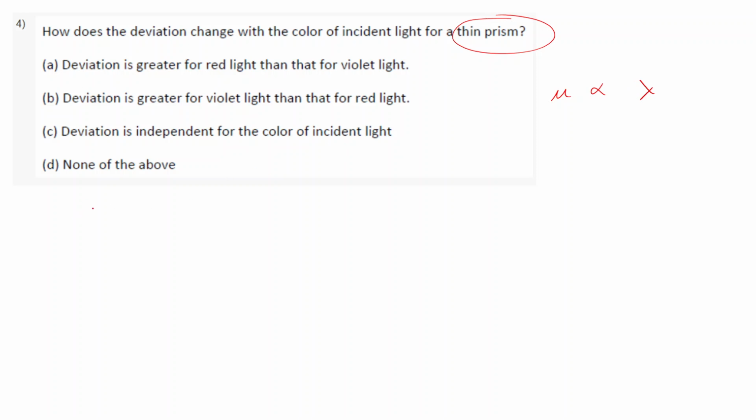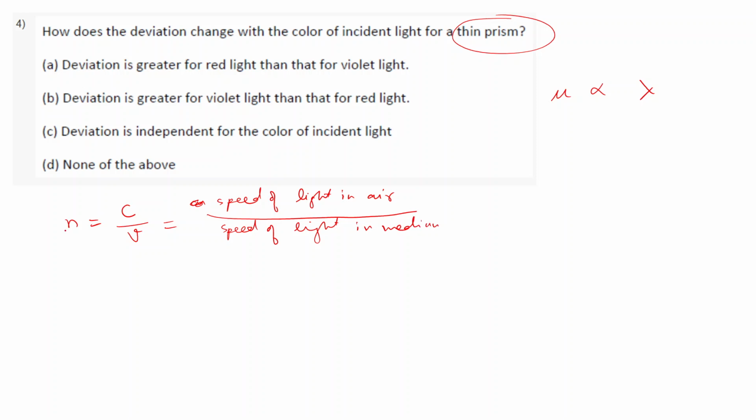Now let's see, refractive index we define as the ratio of speed of light in air, which we denote by c, and speed of light in the medium, let's denote by V. So this is speed of light in air or vacuum, which is almost the same. Then speed of light in medium. This is how we define refractive index of this medium. We are talking about this medium.